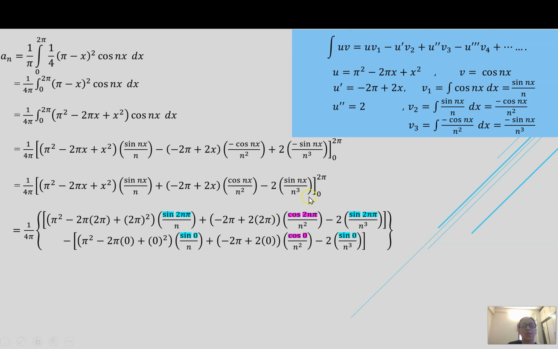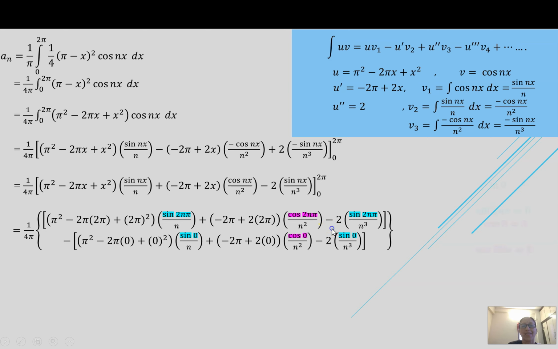Whenever you apply the lower limit, you get a minus sign in the middle. So upper limit minus lower limit. So minus (π² − 2π·0 + 0²) into sin 0 by n, plus (−2π + 2·0) into cos 0 by n², minus 2 into sin 0 by n³. Now after applying the upper limit and lower limit, you have to replace these general terms, sin 2nπ, cos 2nπ, sin 0, cos 0, by their particular values.